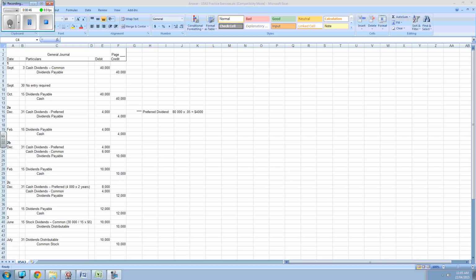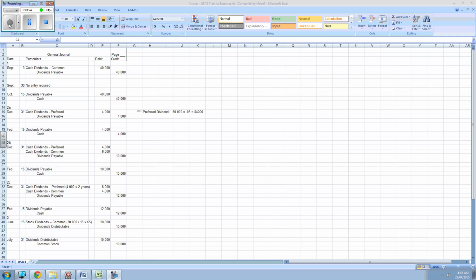For number 2, they have preferred shares and common shares, and the preferred shares are 5% cumulative and at a stated value of $10. So when you're calculating the dividends to the preferred shareholders, for 2A, you have to take the 8,000 shares multiplied by $10, and then they get a 5% dividend, which is $4,000. So you debit dividends preferred and credit dividends payable, and then on the 15th, when you pay it, you debit dividends payable and credit cash.